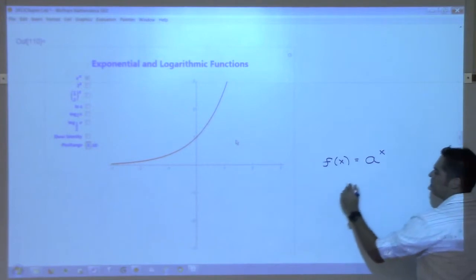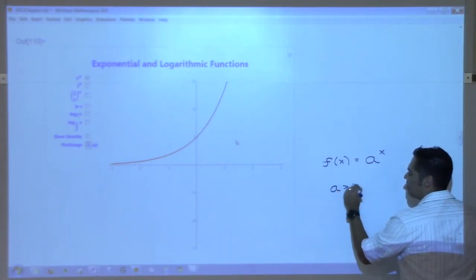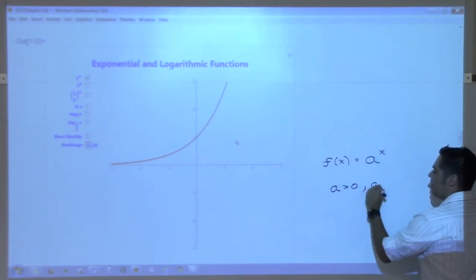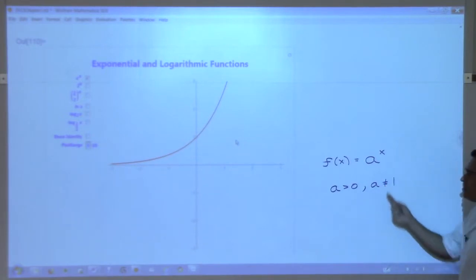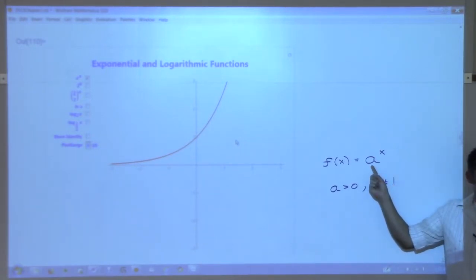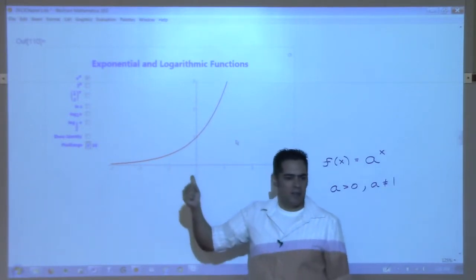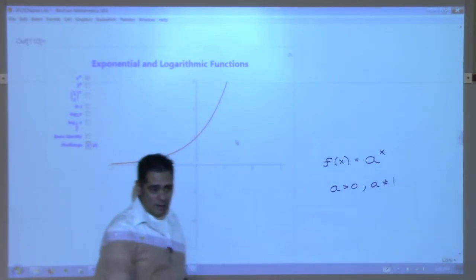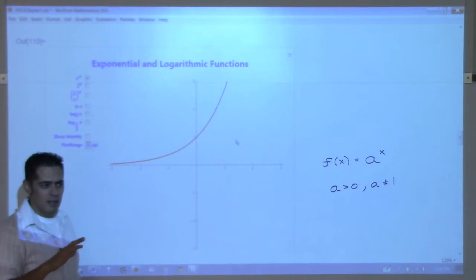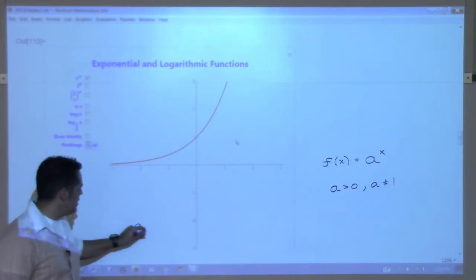And what we have for exponential functions is that a must be greater than 0, and a can't be 1. So as long as the number you put here is positive and not 1, then you're looking at an exponential function. And this is what they look like. Now this is e to the x, and e is a number, right? What is it approximately, e? E is approximately what number?